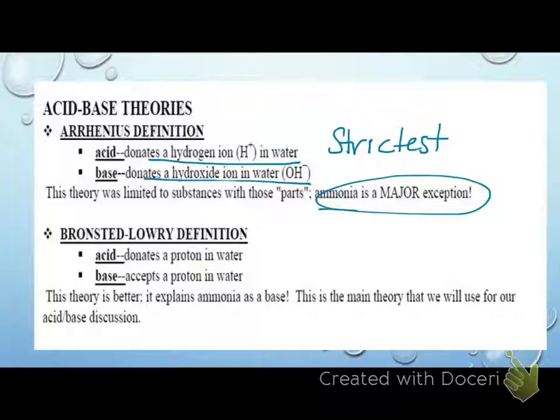Isn't the correct one the electron pair one? No, we're talking about 3 different definitions depending on what we're doing. There's 3 definitions. There's not one more correct. It's just what you're looking at.